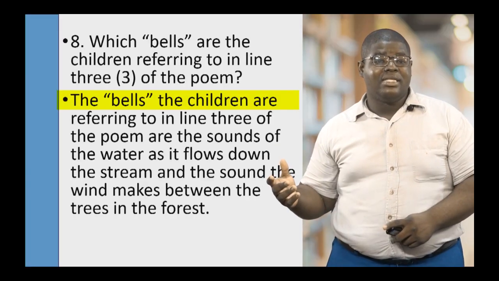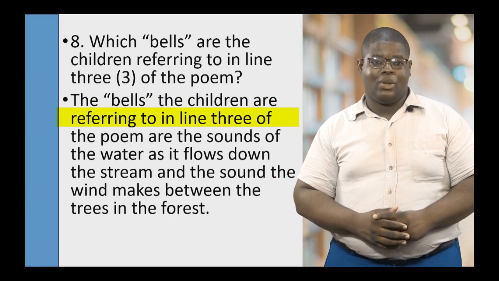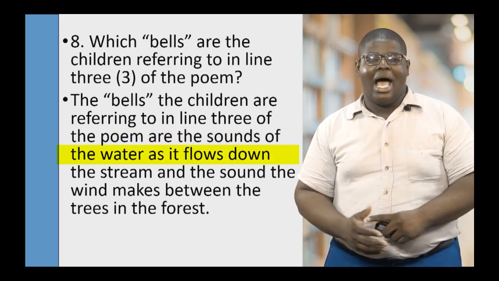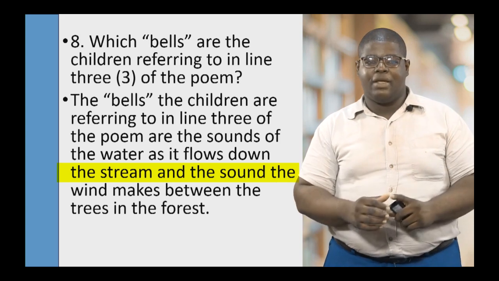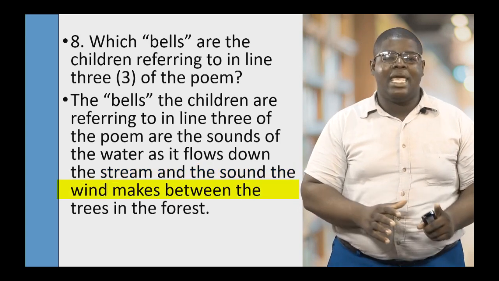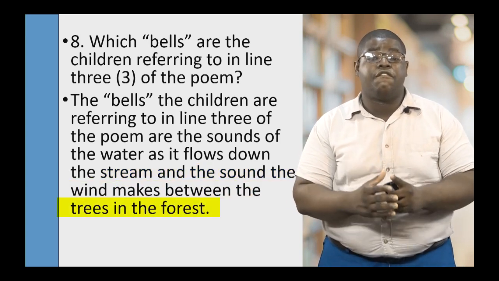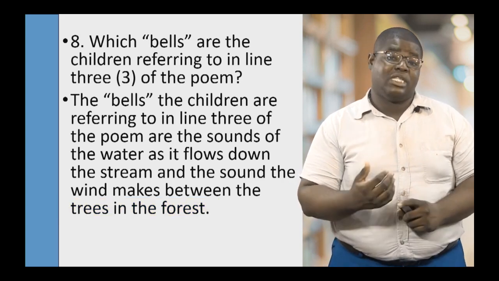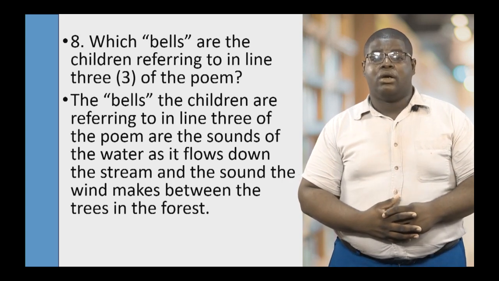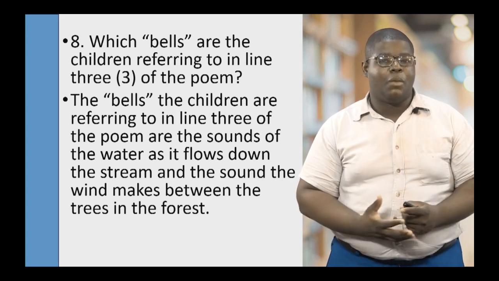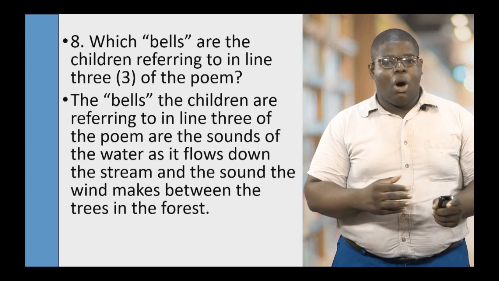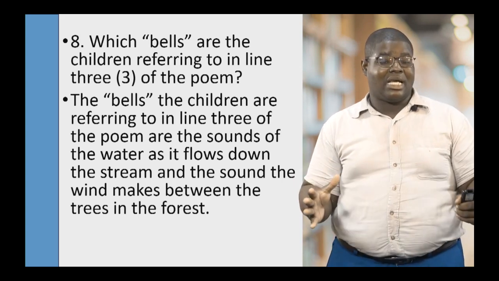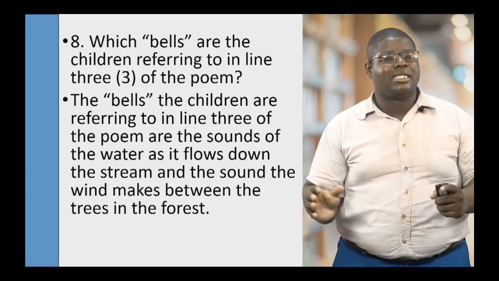Now, the bells the children are referring to in line 3 of the poem are the sounds of the water as it flows down the stream and the sound the wind makes between the trees in the forest. Now, I want you to think about if there was ever a time you visited the seawall, or had the opportunity to go to a beach somewhere and you hear how the water moves. It makes a sound, unless the water is stagnant and still. If it's not stagnant, it makes a sound.